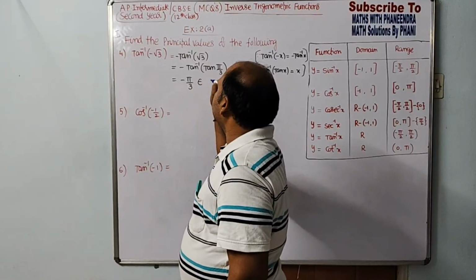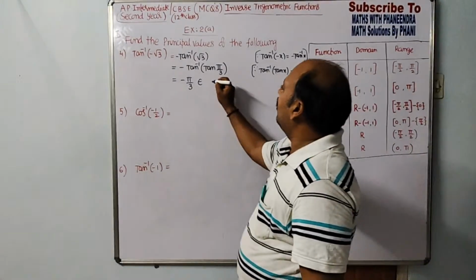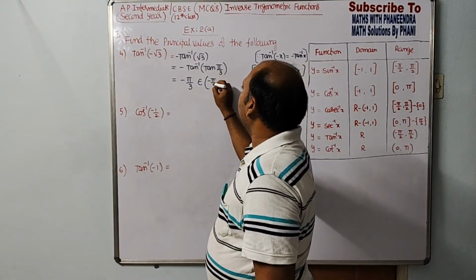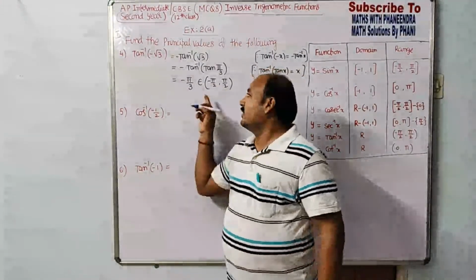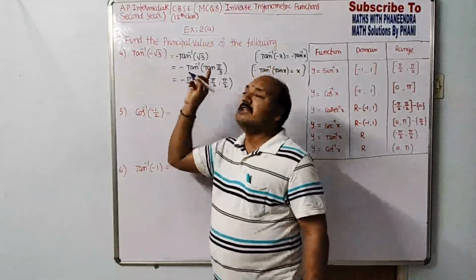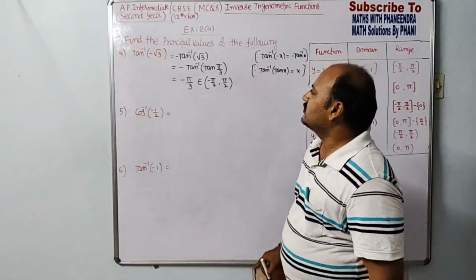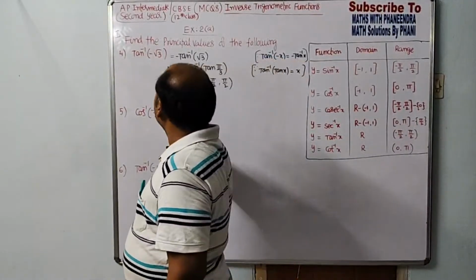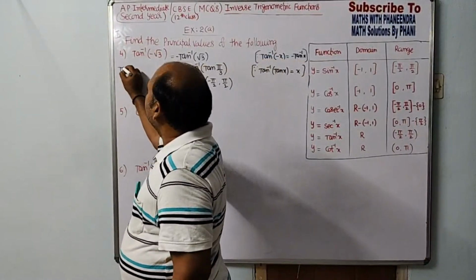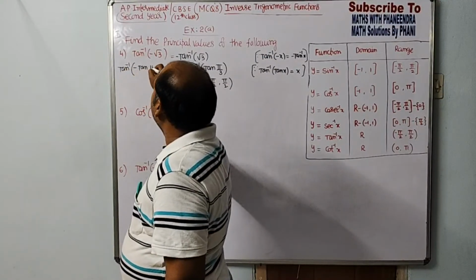This belongs to the range of tan inverse, here the open interval of minus pi by 2 to pi by 2, dear students. This is a very important range. That is the reason this value is the principal value. Okay, dear students, like this we can also do another method. Here only I will tell that. Alternate method: tan inverse of minus tan pi by 3.